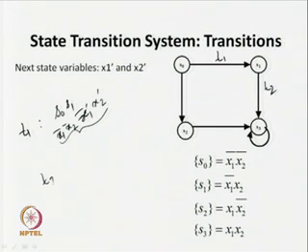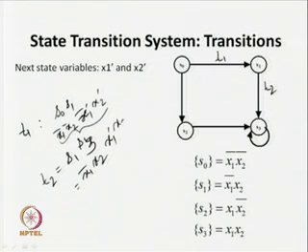So, this is transition T2. Transition T2 is going from S1 to S3. What is your S1? This is your x1 bar, x2. And S3 is represented by x1 and x2. That means the next state will be represented by the prime versions, x1 prime and x2 prime. Like that I can have transitions T3, T4 and T5.